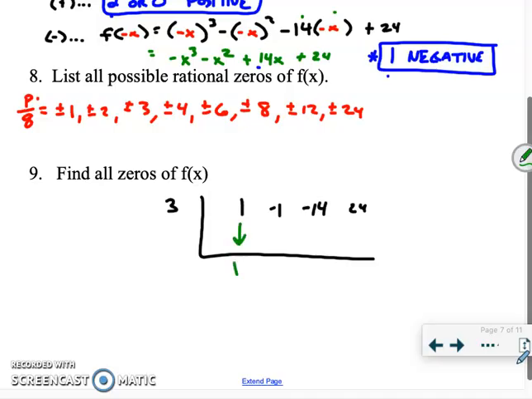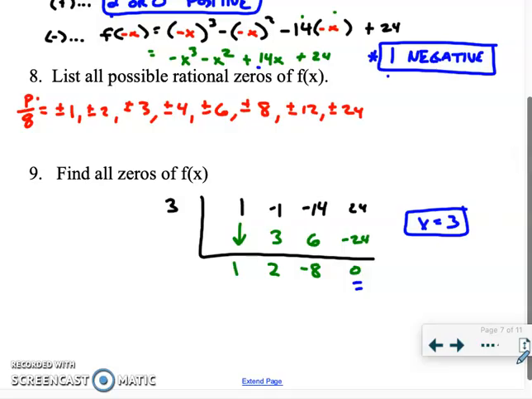If I drop the 1, now multiply 3 times 1 is 3. Add straight down, we get positive 2. Multiply 3 times 2, we get 6. Add straight down, we get negative 8. Multiply 3 times negative 8 to get negative 24. Oh my gosh, it worked. It's exciting. So we ended up getting that x is equal to 3. That's great news. We can keep on moving, right?